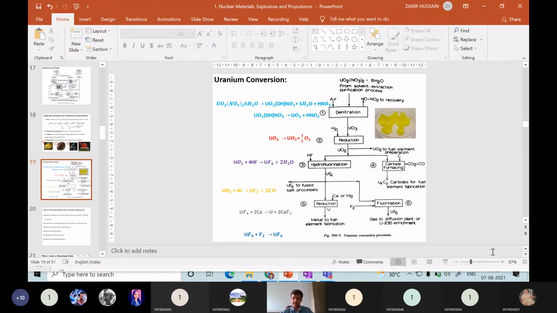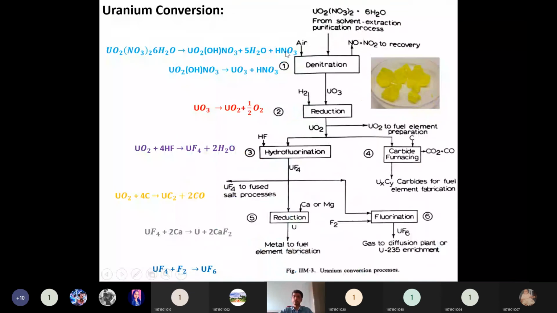That is given clearly in the flow sheet. First the uranyl nitrate, you will see it looking like this, a yellowish material. From this material, it goes through the denitration process to give UO3. Then this UO3 undergoes a reduction process to give UO2. Then this UO2 undergoes hydrofluorination to give UF4, and also carbide furnacing to give uranium carbide, UxCy, that is nothing but UC2.